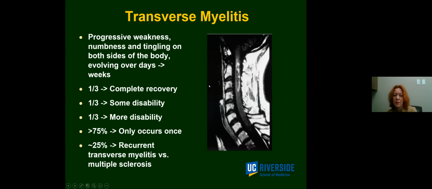Transverse myelitis, many people have had this who live with MS. It's caused by a lesion in the spinal cord. See, in this MRI, you see all this white area that shouldn't be there. The spinal cord should look smooth like this part.